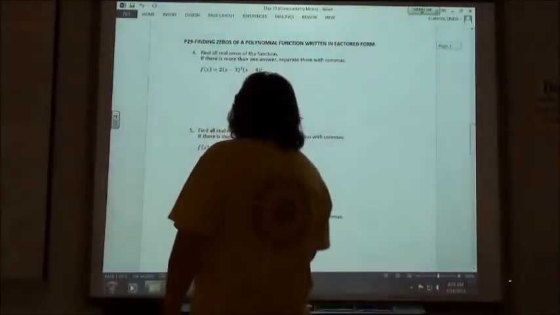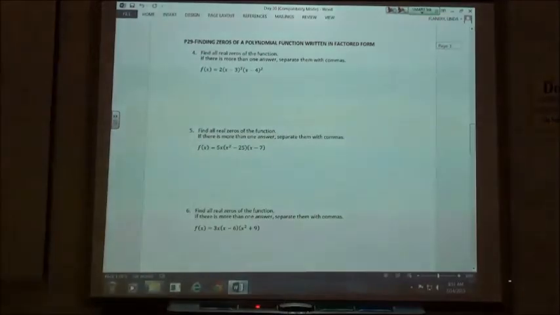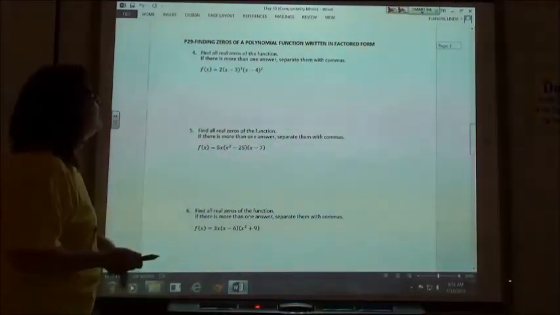The next three, 4, 5, and 6, say finding the zeros of a polynomial function written in factored form. The zeros of your polynomial function is where x equals 0. If you put it on a graph, it'd be where you're touching the x-axis. So basically, you're going to take each of your factors and set it equal to 0.